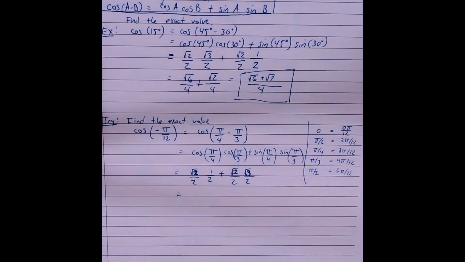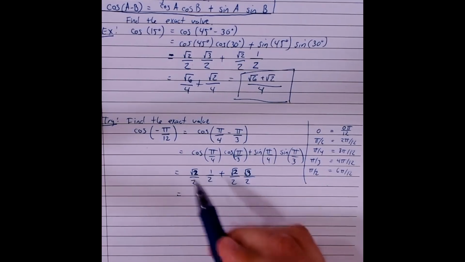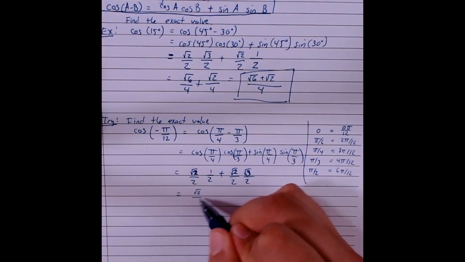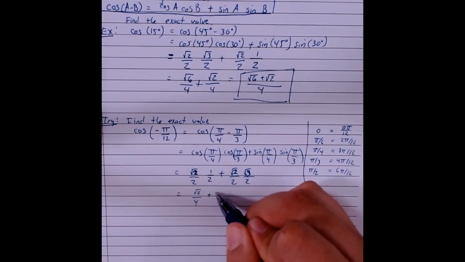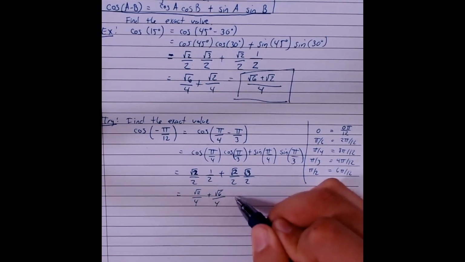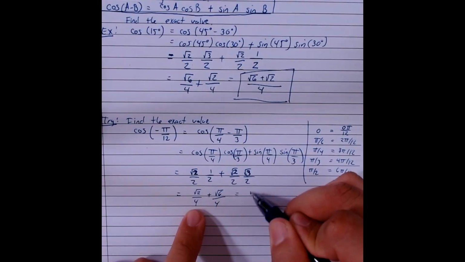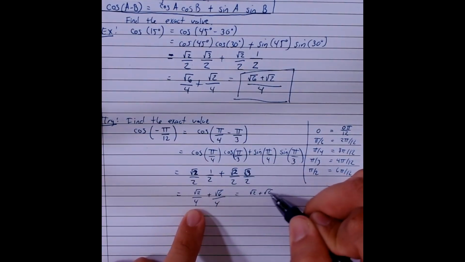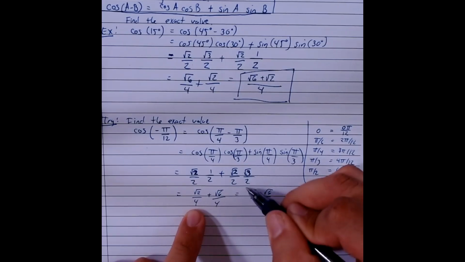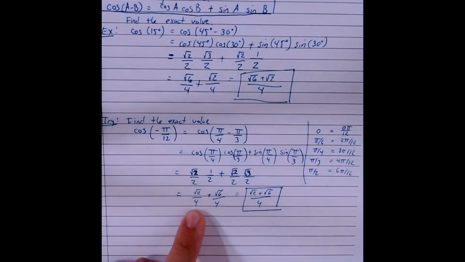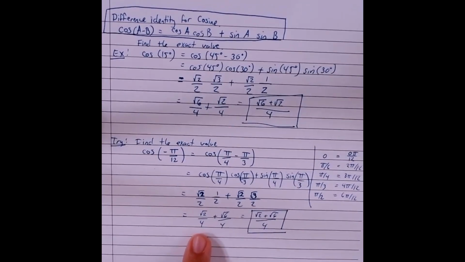Okay? So here, that's going to be root 2 over 4, and that's going to be root 6 over 4. Given the common denominator, that's root 2 plus root 6 over 4. And there we go. So that's using the difference identity for cosine.